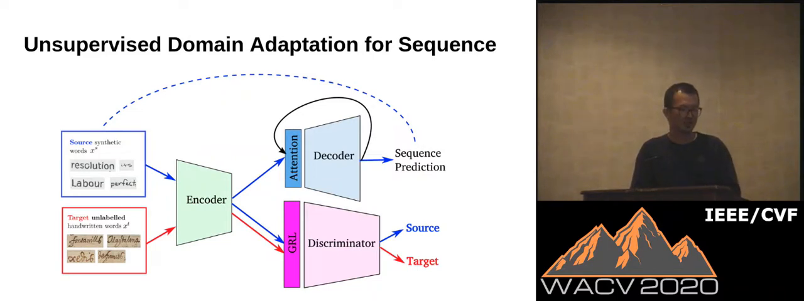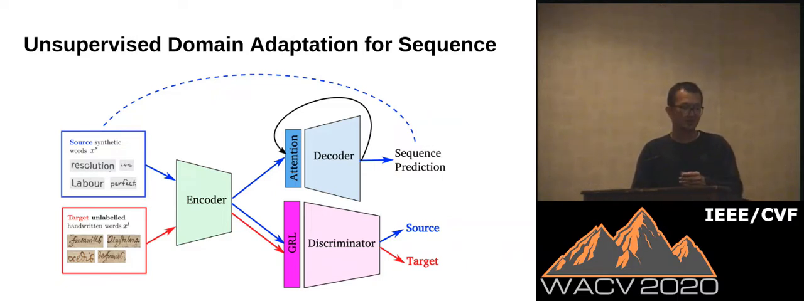And here's our architecture. The blue arrows indicate the flow of synthetic data with ground truth, and the red arrows indicate the real data without ground truth. And the recognizer consists of encoder, attention, and decoder. To apply the domain adaptation, we use a gradient reversal layer, followed by the discriminator. Our discriminator here tries to differentiate the real data from synthetic data.